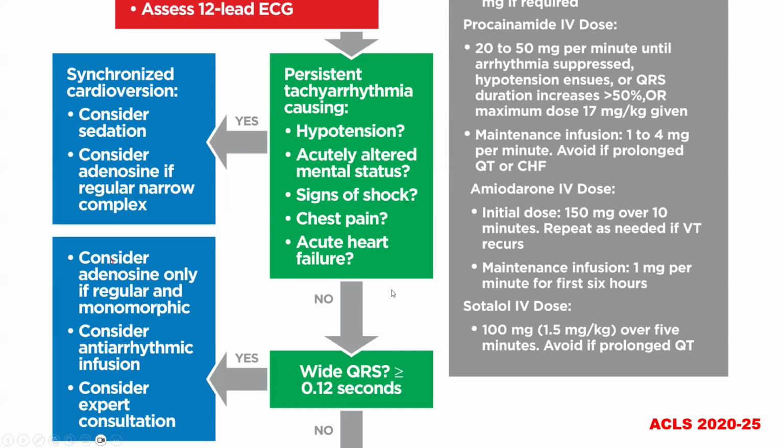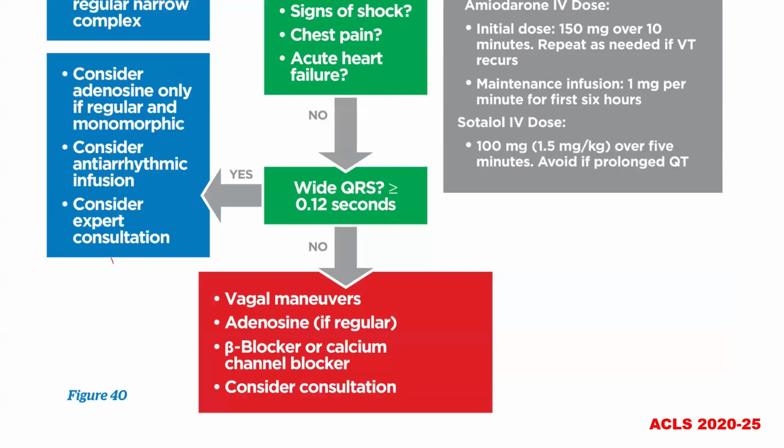If there are no symptoms, look at the QRS complex. If it is more than 0.12 second, meaning wide QRS complex, consider adenosine. If it is regular and monomorphic, consider antiarrhythmic infusion, which we discussed, and consider expert consultation. If there is no wide QRS complex and no symptoms: vagal maneuvers, adenosine, beta blockers, calcium channel blockers, and consider consultation.